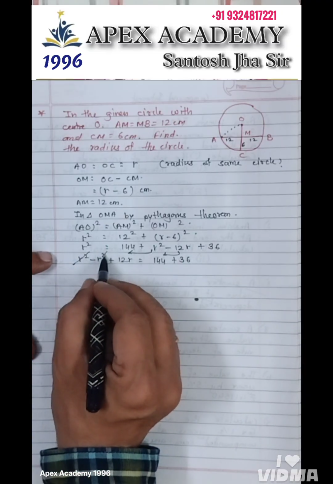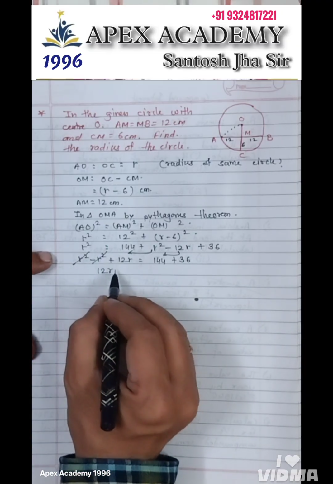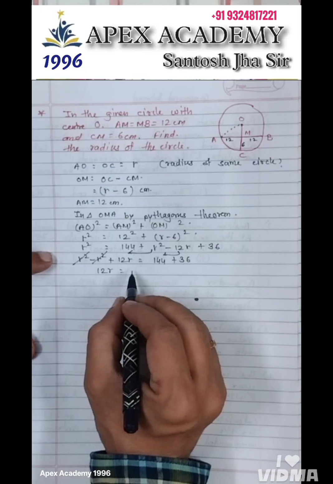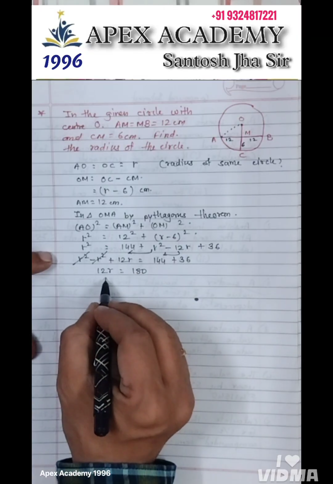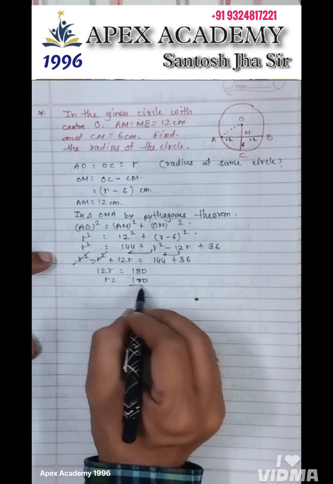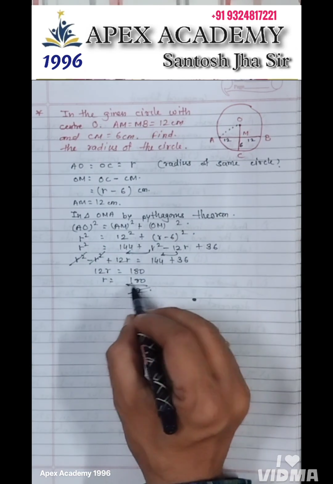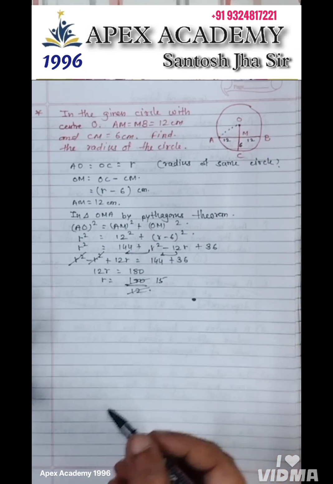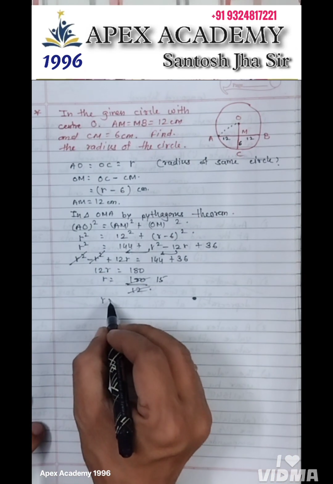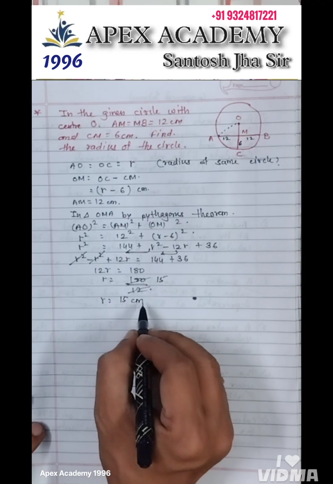So here R square minus R square gets cancelled. So finally it is 12R equals 180. So R is 180 upon 12. So it is 15. So the radius of the circle is 15 centimeter.